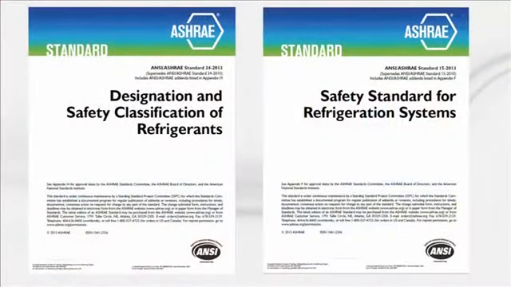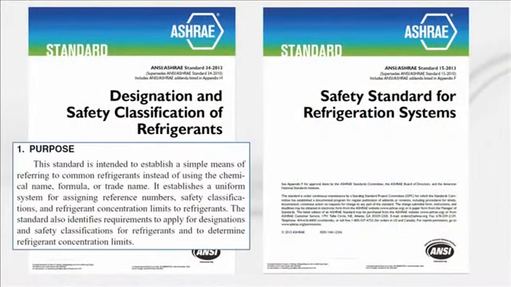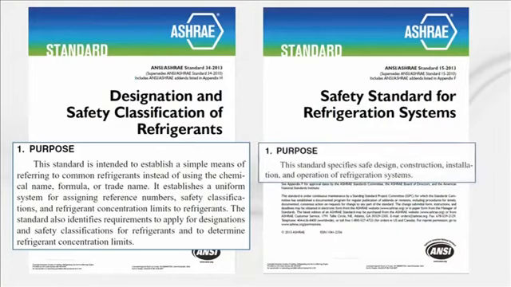Let's start with a little background. There are two ASHRAE standards that address refrigerants, and they work together. Standard 34 establishes a simple means of referring to common refrigerants and a uniform system for assigning reference numbers, safety classifications, and refrigerant concentration limits to refrigerants. Standard 15 is a safety standard to specify safe design, construction, installation, and operation of refrigeration systems.